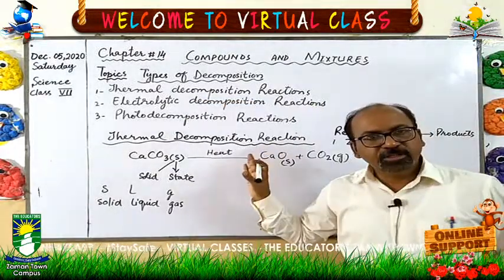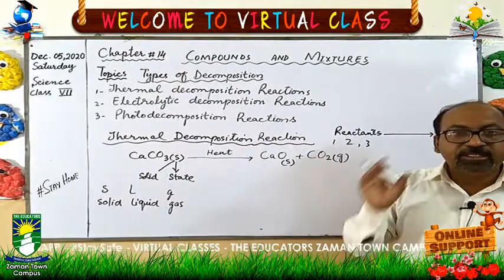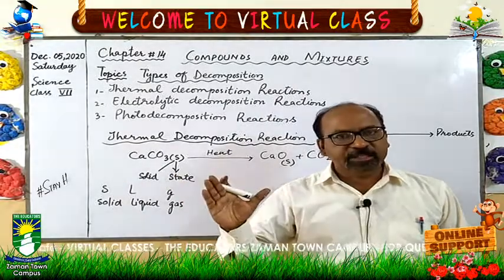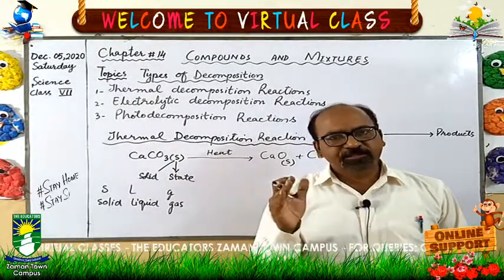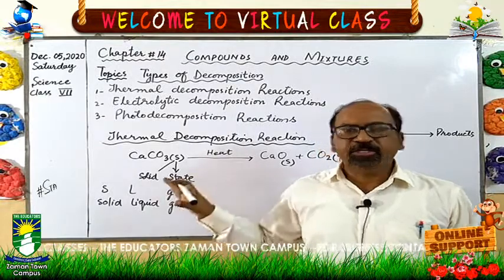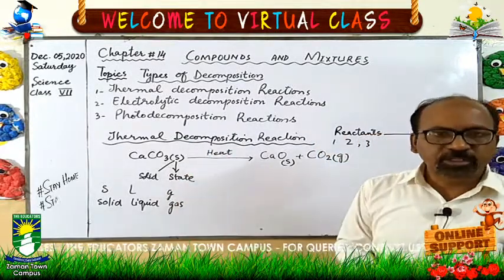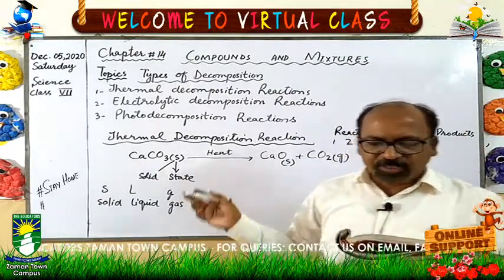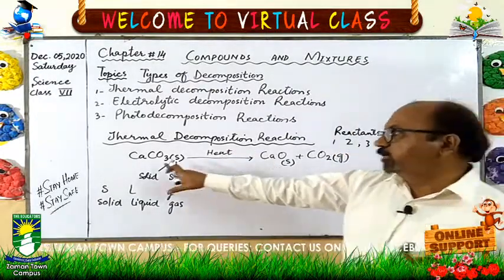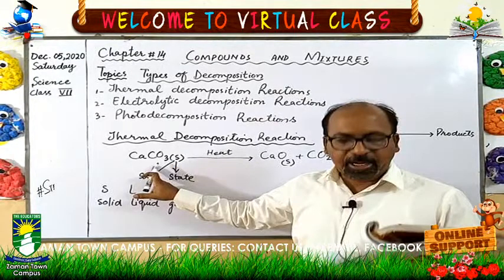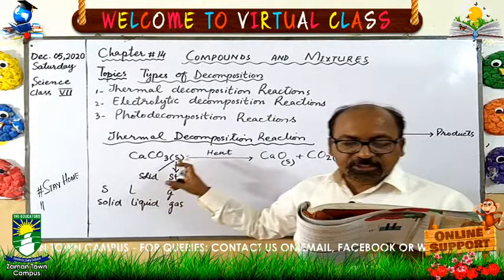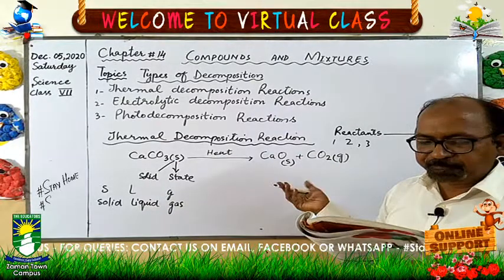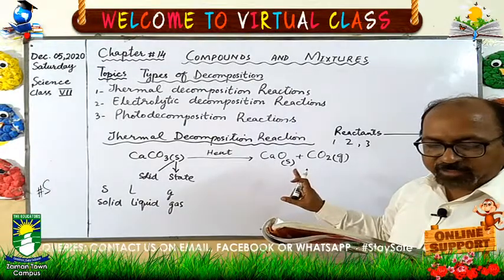Have you understood what is thermal decomposition reaction? When we break down one substance into two or more substances by providing heat, this type of reaction is called a thermal decomposition reaction. So decomposition of calcium carbonate, which we can also call limestone, decomposes into calcium oxide. Calcium oxide is quicklime. Lime means chuna. And carbon dioxide, when heated.